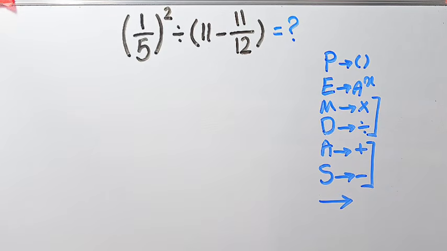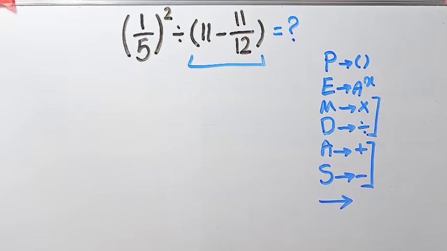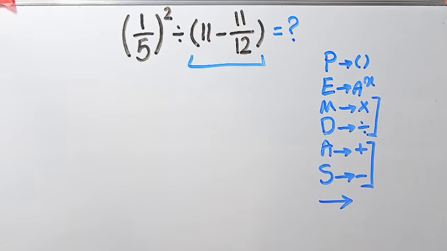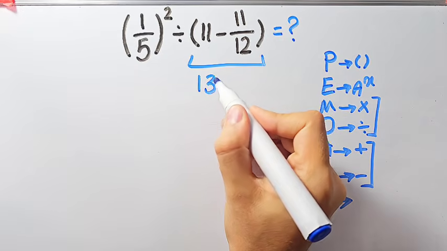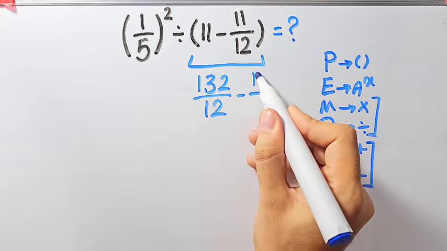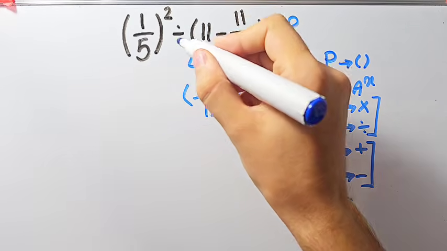Okay guys. According to the PEMDAS rule, in this question, first we simplify these parentheses. We have 11 minus 11 over 12. Since the denominator of this fraction is 12, we can write 11 as 132 over 12. Okay guys. Now we have 132 over 12 minus 11 over 12 inside these parentheses. The question is 1 over 5 to the power of 2 divided by open parentheses 132 over 12 minus 11 over 12 close parentheses. Now we have exponent, division and parentheses.